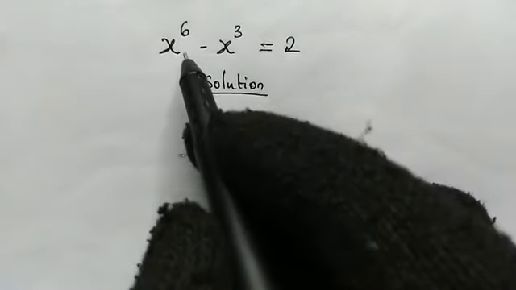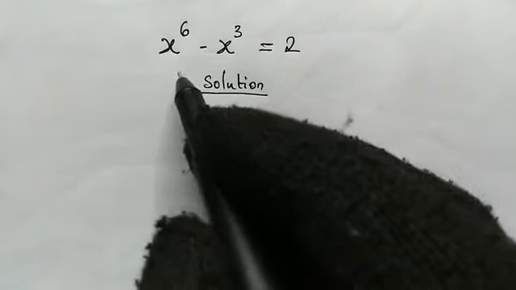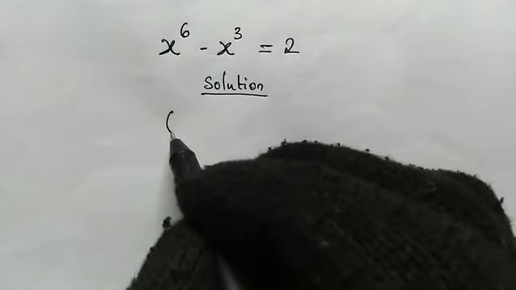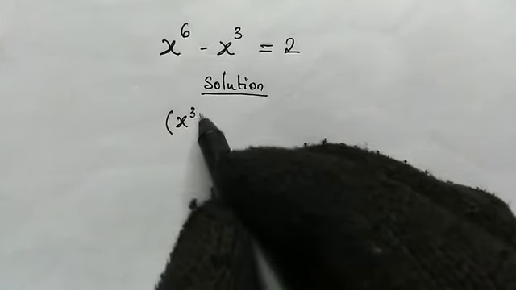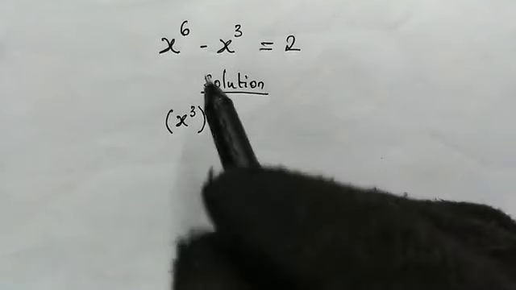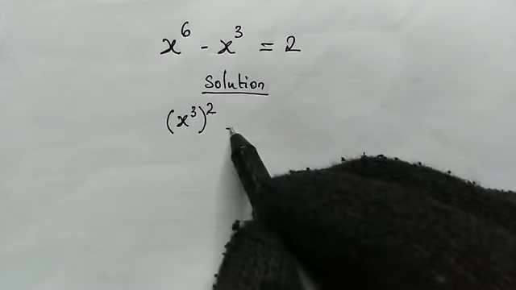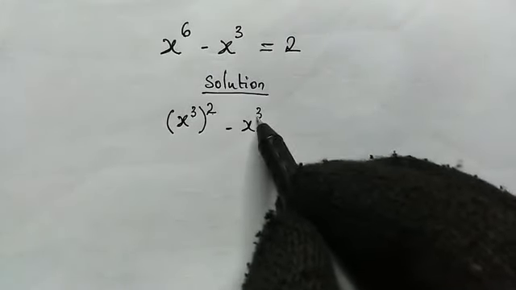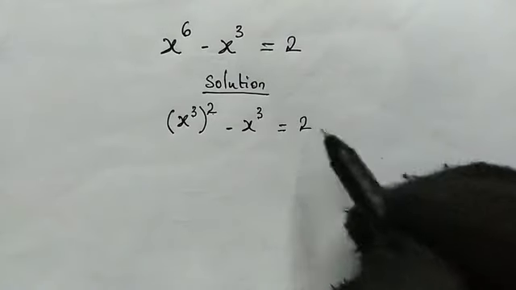From this term right over here, x to the power of 6, we can write it as x cubed, then raised to the power of 2, because 3 times 2 here will give us this 6. And here we have minus x to the power of 3, then this is equal to 2.